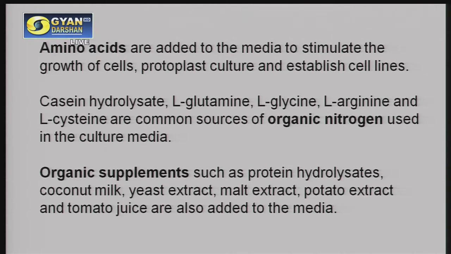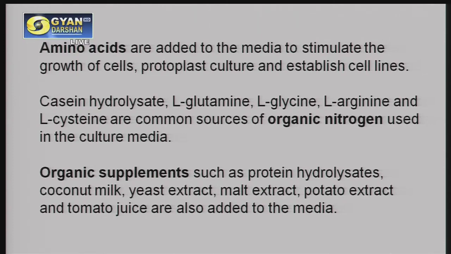Amino acids are added to the media to stimulate the growth of cells, protoplast culture and establish cell lines. You can apply the amino acids in different forms like casein hydrolysate, L-glutamine, L-glycine, L-arginine and L-cysteine. These are very common forms of organic nitrogen in your media. Sometimes you need organic supplements: protein hydrolysates, coconut milk, yeast extract, malt extract, potato extract, tomato juice.